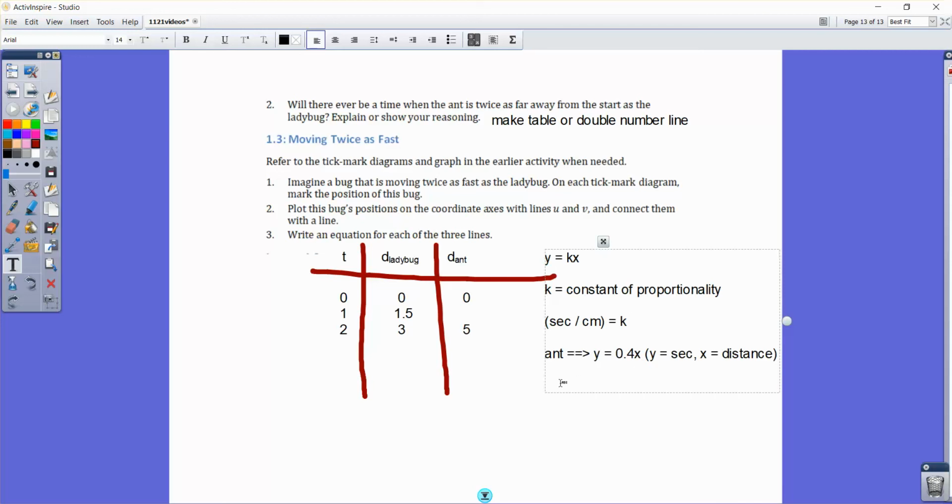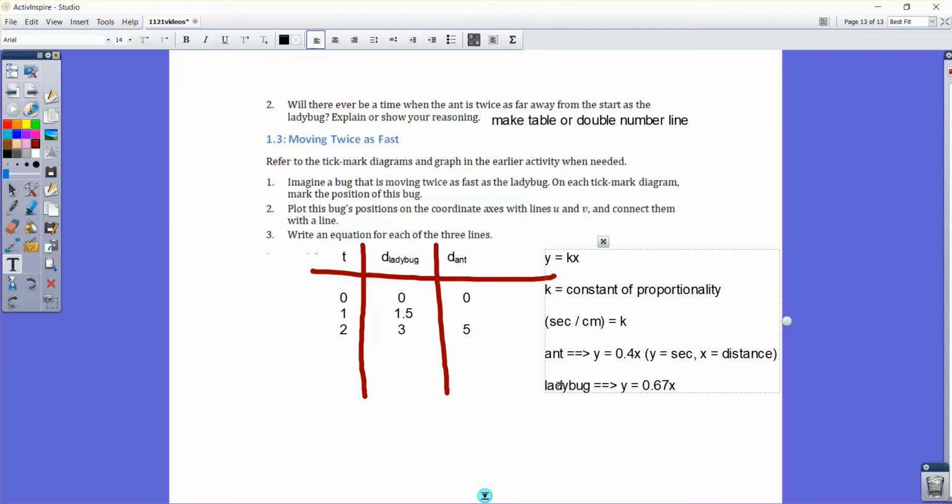What did you get for the ladybug? Well, the ladybug had traveled, I believe, 3 centimeters in 2 seconds, so 2 over 3. So the equation here, if you like decimals, would be y equals 0.67x, again with the same seconds and distances for y and x. The ladybug's equation would be that.